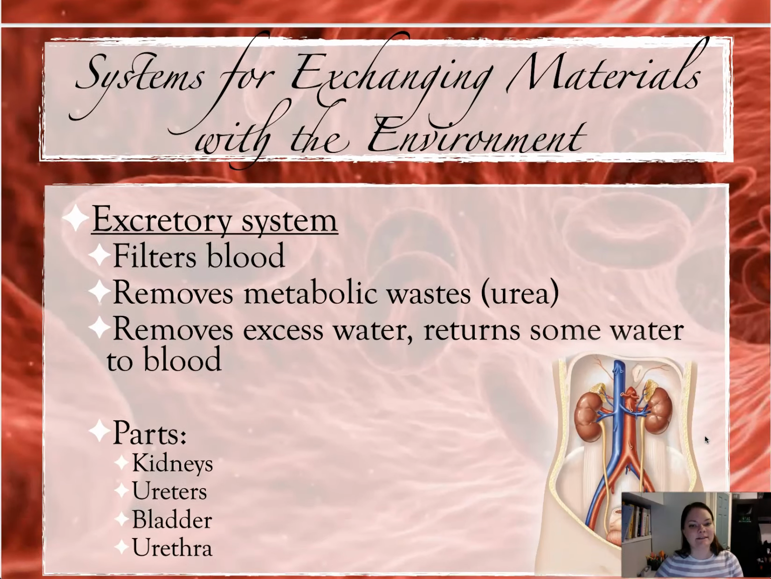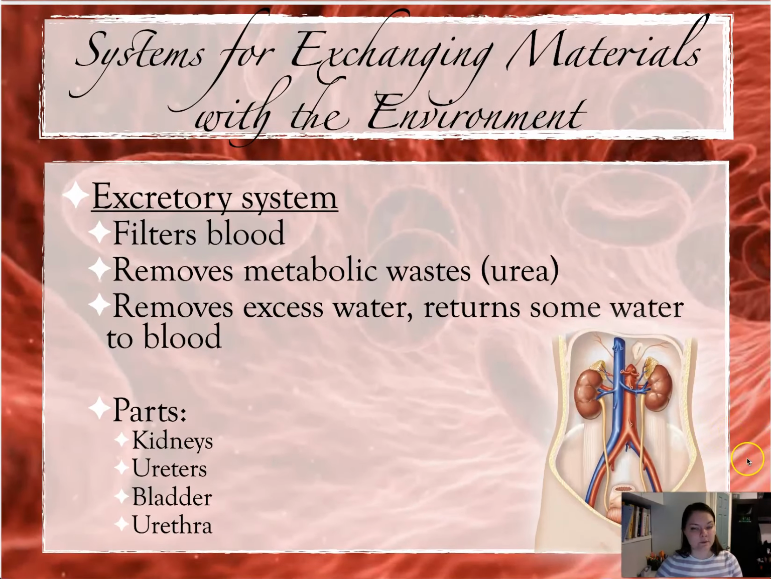And then finally, this is probably the one you guys are the least familiar with of the systems that are exchanging material with the environment, the excretory system. And this is all about filtering out blood. It's going to remove water if there's extra water in the blood, and it's also going to get rid of a lot of those metabolic wastes. And this is going to form something called urea. It's the chemical for which urine is named.